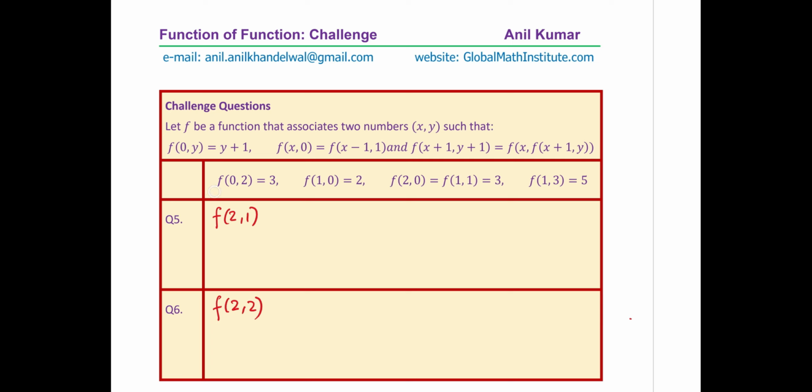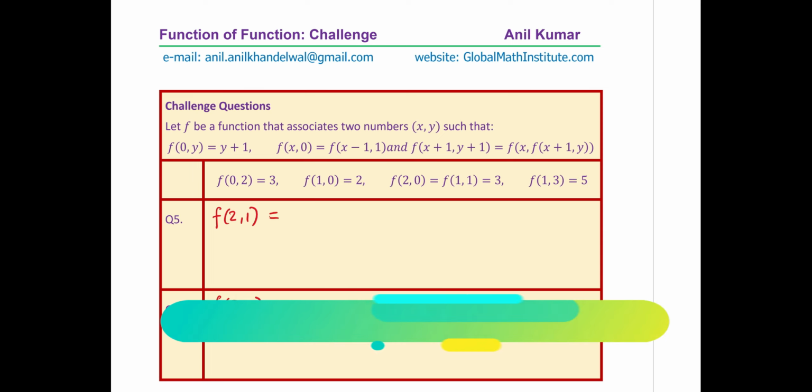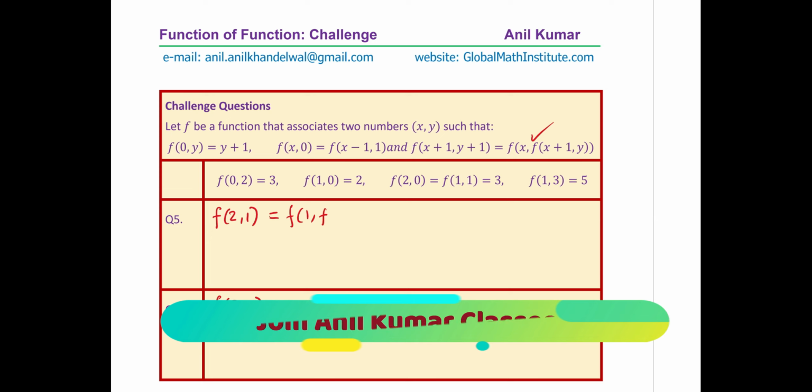We already have calculated f of 0, 2 as 3, f of 1, 0 as 2, f of 2, 0 as also equal to f of 1, 1, which is 3. And just now we calculated f of 1, 3 as equal to 5. Now, since there is no 0 in this, it is 2, 1, we are going to use the third formula, where the x value reduces by 1 and the other value is a function of 2, 0. Now, what is f of 2, 0? f of 2, 0 was calculated as 3.